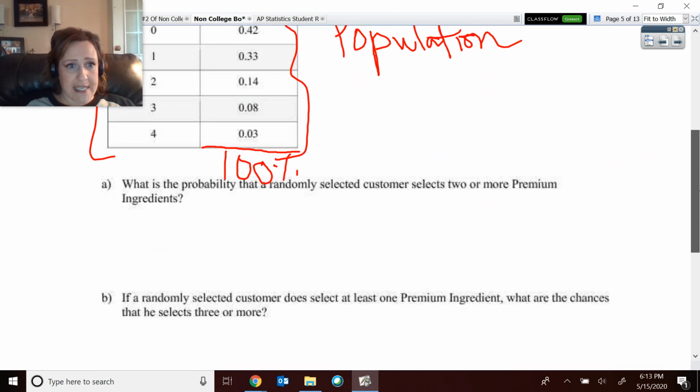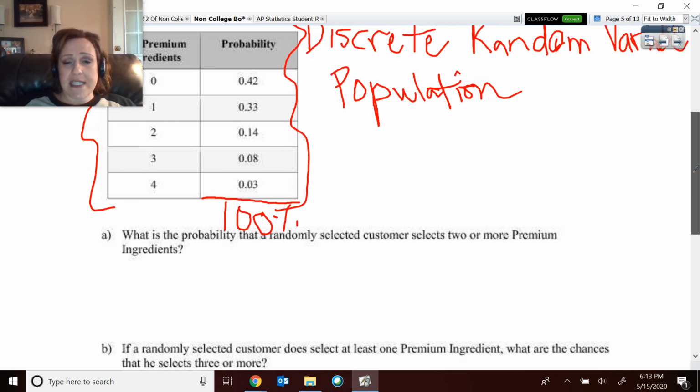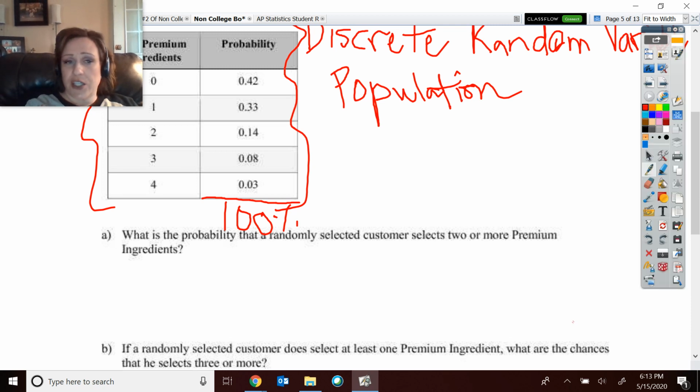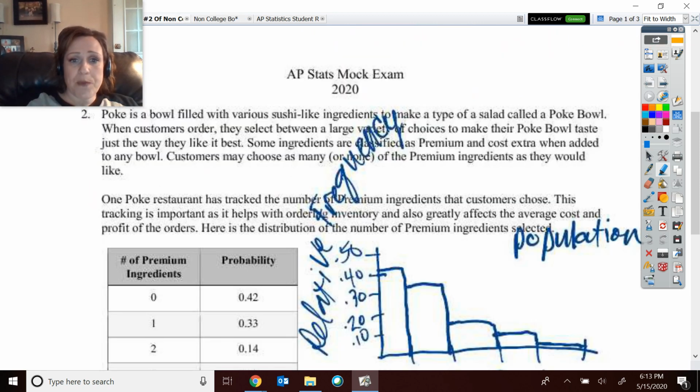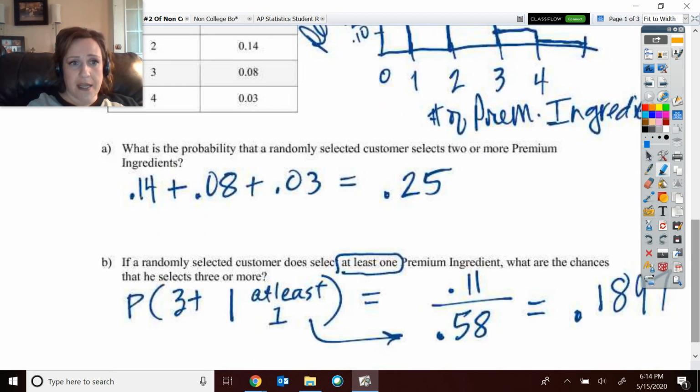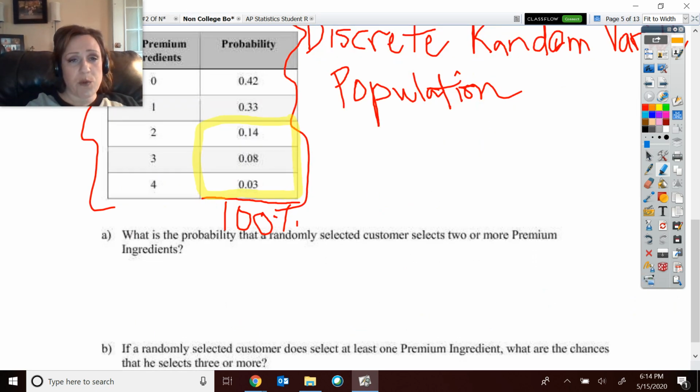Here we see: what is the probability that a randomly selected customer selects 2 or more premium ingredients? We're just going to take a look at our items here and add up those for 2 or more. So here's what that looks like. We're adding together those 3 probabilities to get 0.25. Of course, you would have had to show the work and get the correct answer to have full credit on that one.